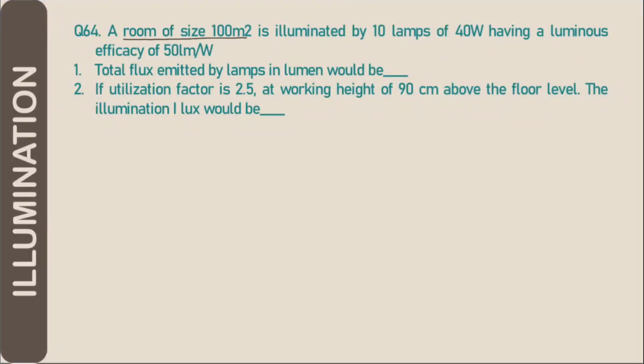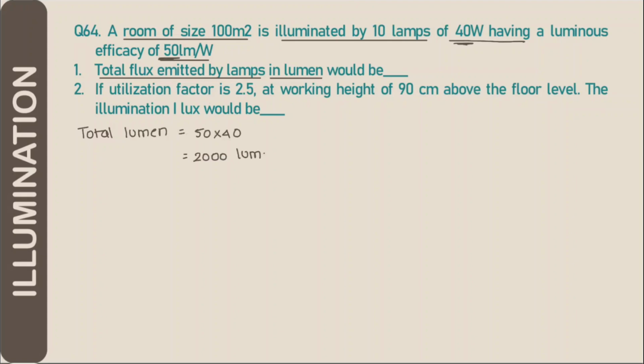A room of size 100 meter square is illuminated by 10 lamps of 40 watt having a luminous efficiency of 50 lumen per watt. So the total flux emitted by the lamps in lumen would be, so the total lumen illuminated by one lamp will be 50 into 40, that is 2000 lumens. But there are 10 lamps, therefore 10 into 2000 is equal to 20,000 lumen.